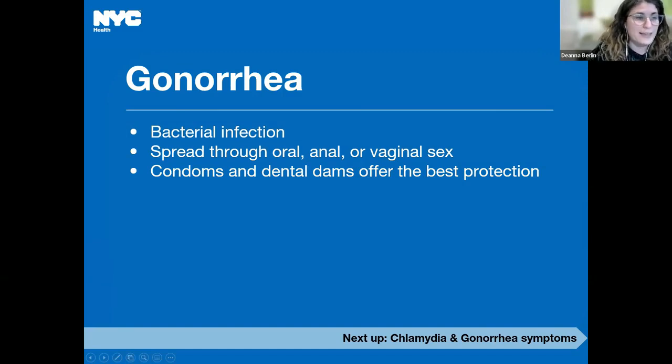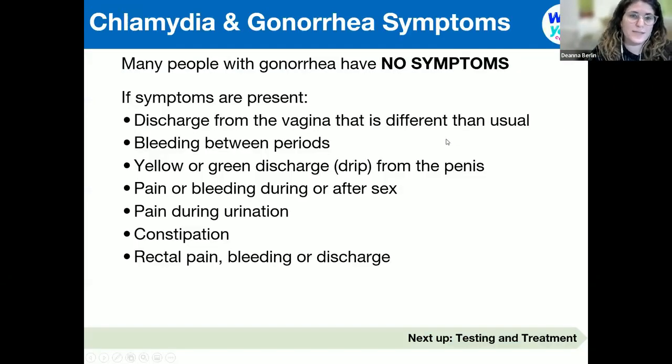So when we're looking at STIs, and just like Carlos said earlier, there are many times where there are no symptoms for STIs, but occasionally, and sometimes, there are symptoms present. And some of those could be like discharge from the vagina that's different than normal, bleeding between periods, yellow or green discharge or drip from the penis, pain or bleeding during or after sex, pain during urination, constipation, rectal pain, bleeding, or discharge. But it's very common for someone to have no symptoms and continue their sexual practices and not know they're chlamydia or gonorrhea positive and go on with their life.